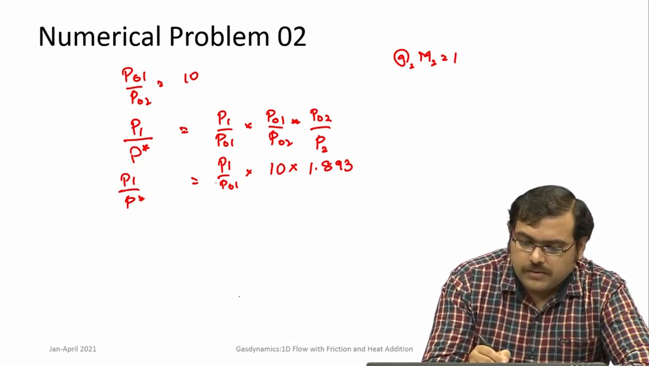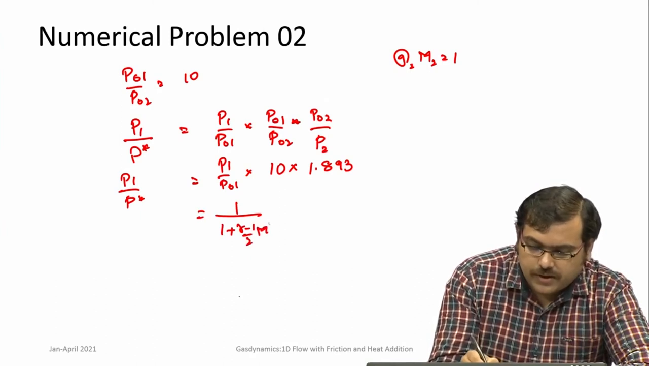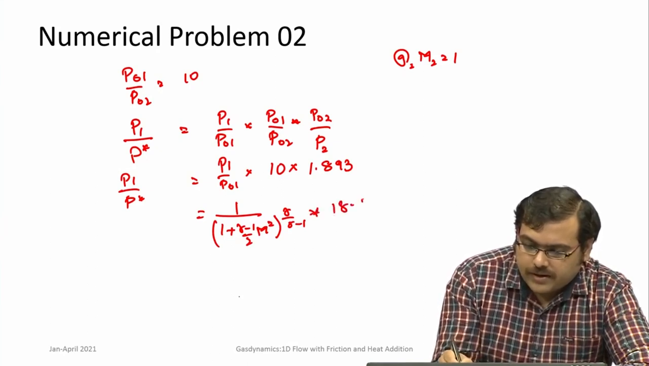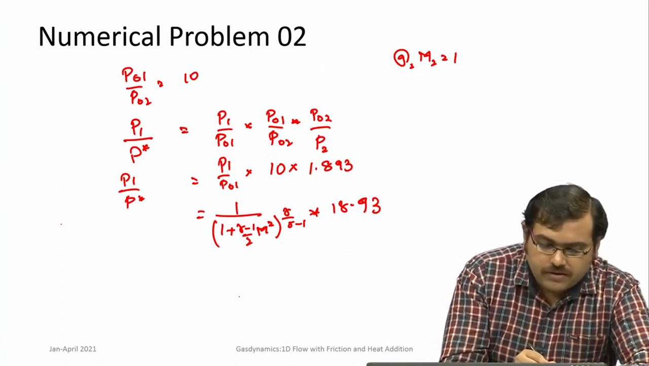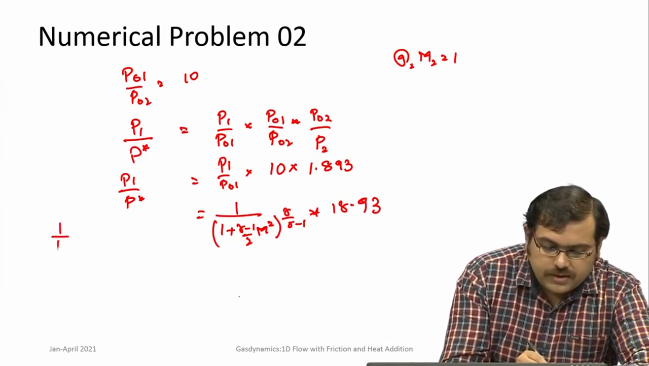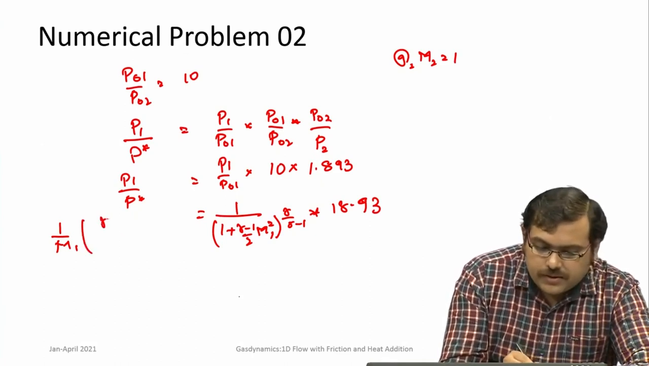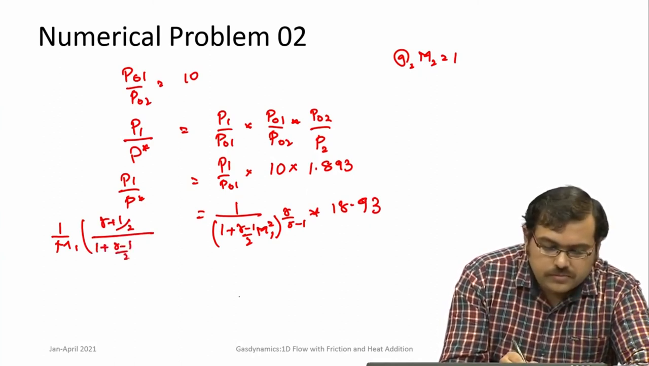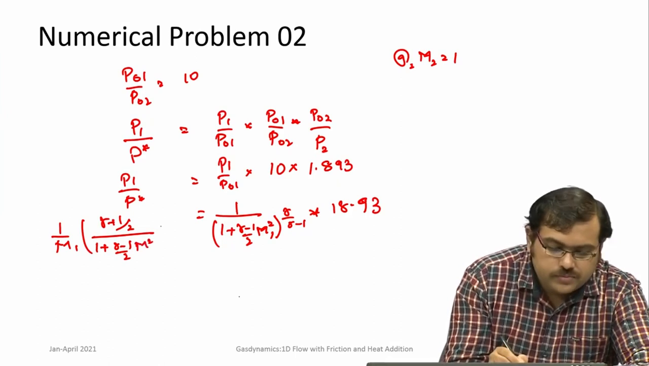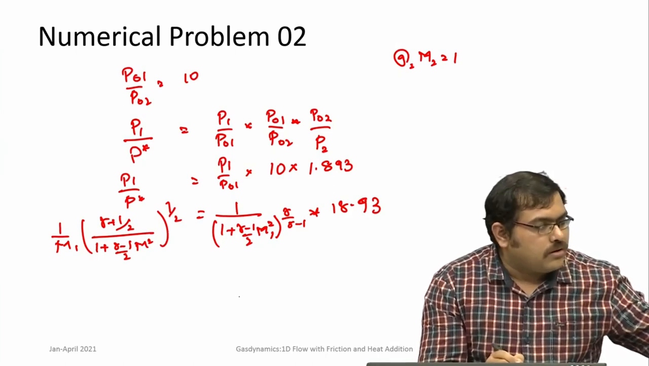What is P1 by P01? This is 1 by (1 plus gamma minus 1 by 2 M square) whole power gamma by gamma minus 1, multiplied by 18.93. And what is P1 by P star? This is from Fanno flow, across the pipe. That is 1 by M1 multiplied by [(gamma plus 1) by 2 divided by (1 plus gamma minus 1 by 2 M square)] the whole power 1 by 2. So this is what we know from Fanno flow.